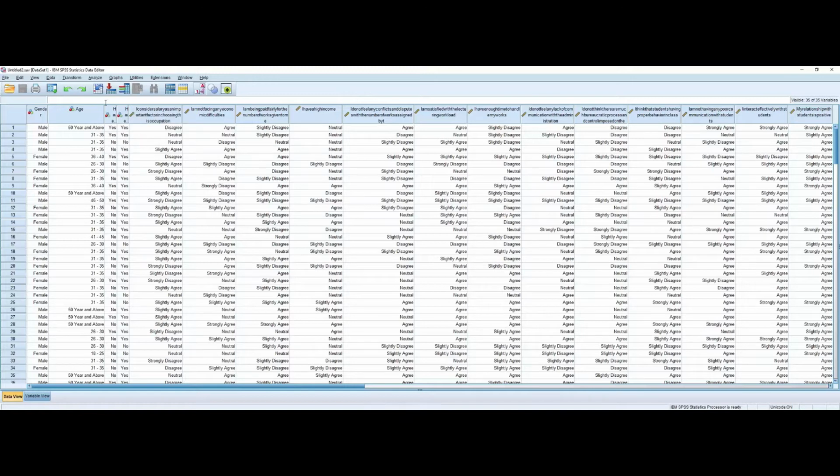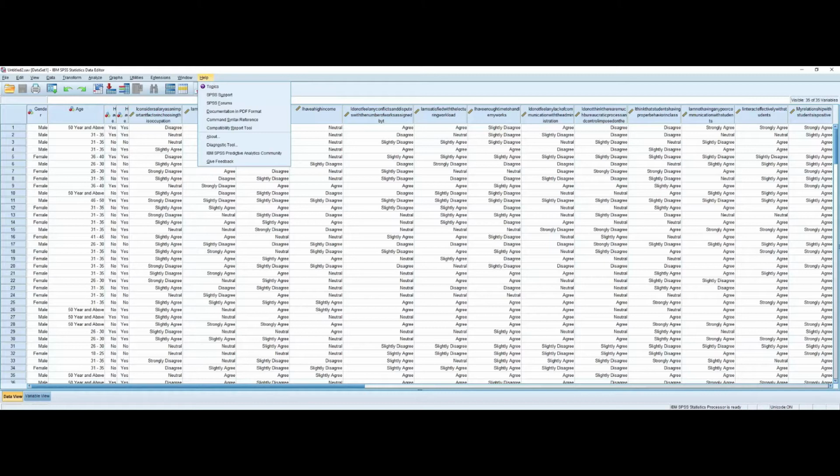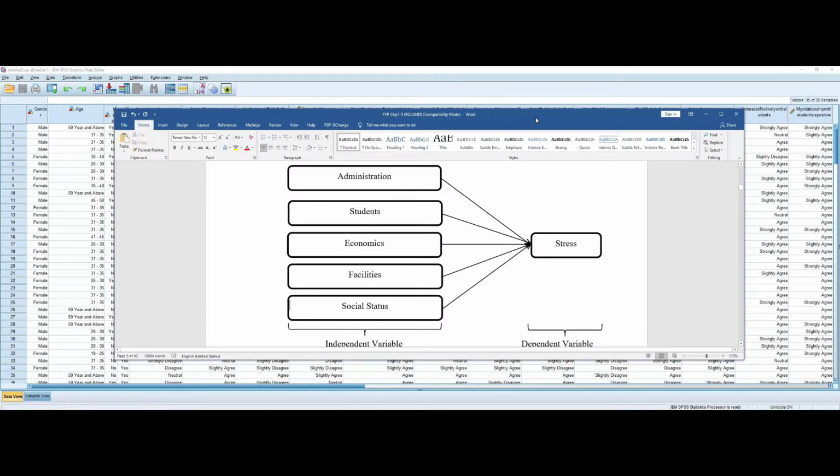We are going to start with the data, which I already computed. This research, as an example only, follows a particular research framework with independent variables. There are 5 independent variables, trying to prove the relationship between the independent variables and the dependent variable. These are the factors that are going to cause the dependent variable. So administration, students, economics, facilities and social status will cause the stress.